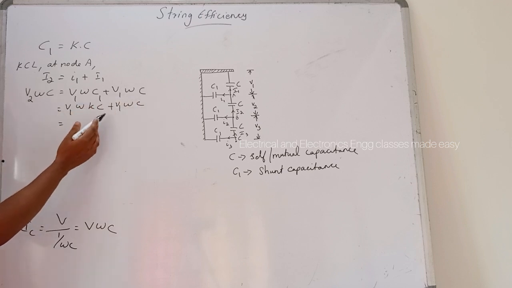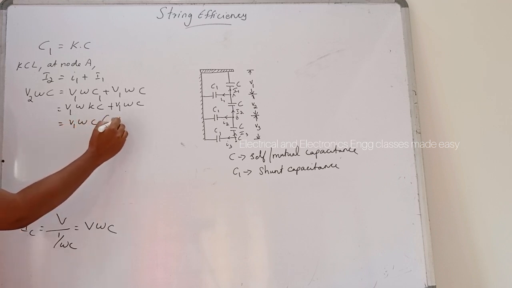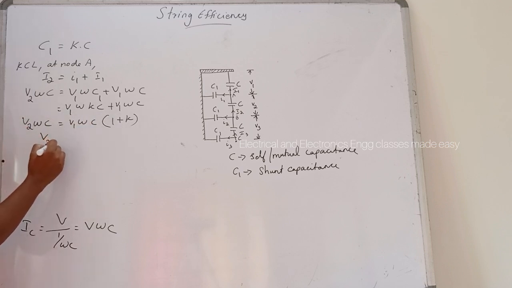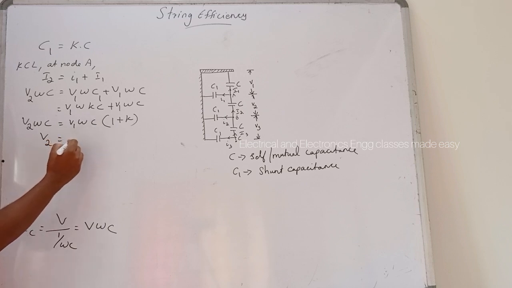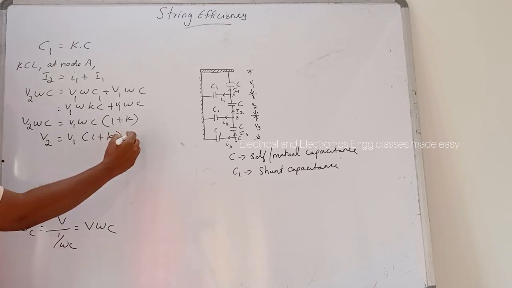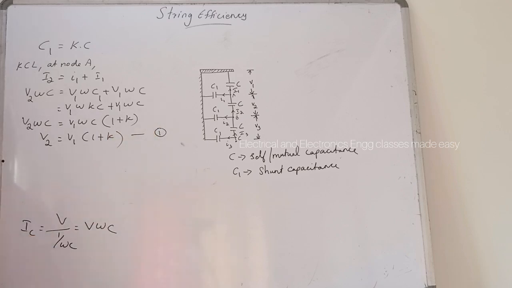And that is equal to V1 omega C into 1 plus K. That is V2 omega C is equal to this one. So from here we get V2 is equal to V1 into 1 plus K. So this is the first equation.